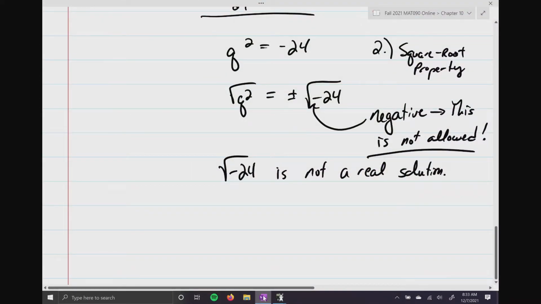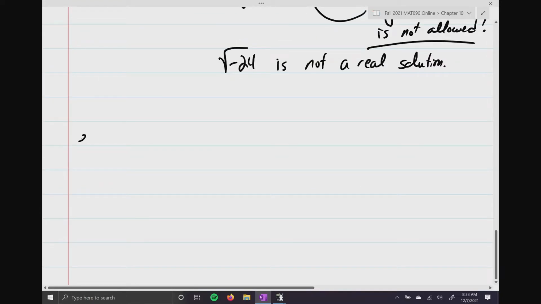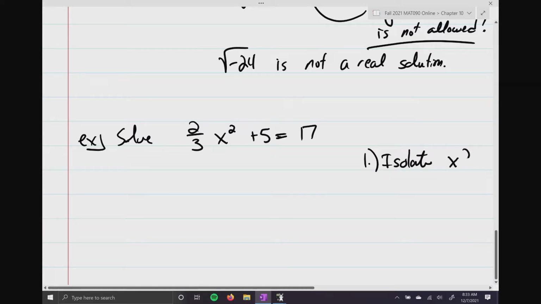Now, the only way that I can make these problems more in depth a little bit, okay, is by giving you more work to do first. But you have the technique already established. So if I wanted to solve 2/3 x squared plus 5 equals 17, remember step 1, we need to isolate x squared. No matter what, you got to isolate it. So what I'm going to do first, subtract 5 from both sides. That gives me 2/3 times x squared equals 12.